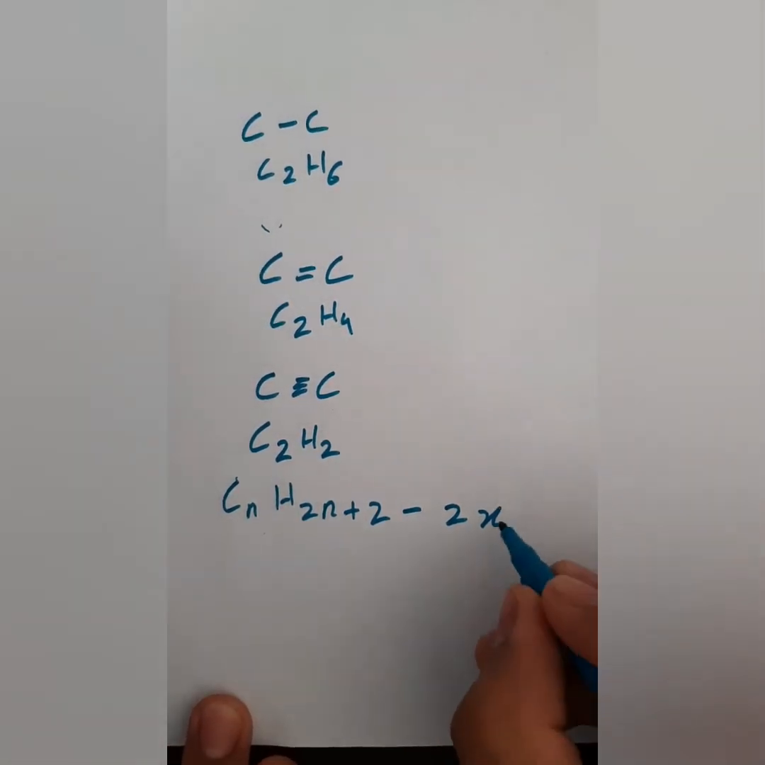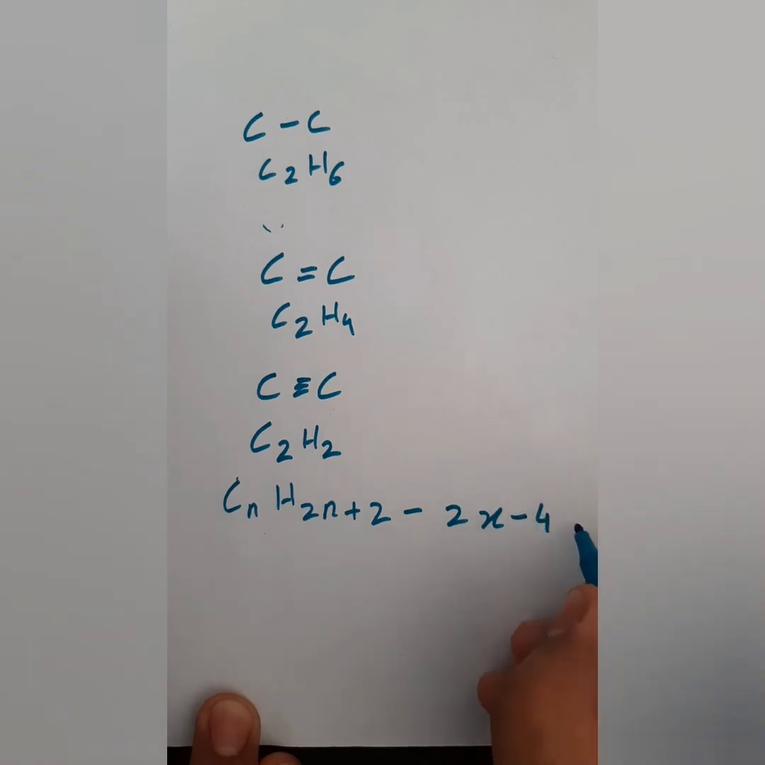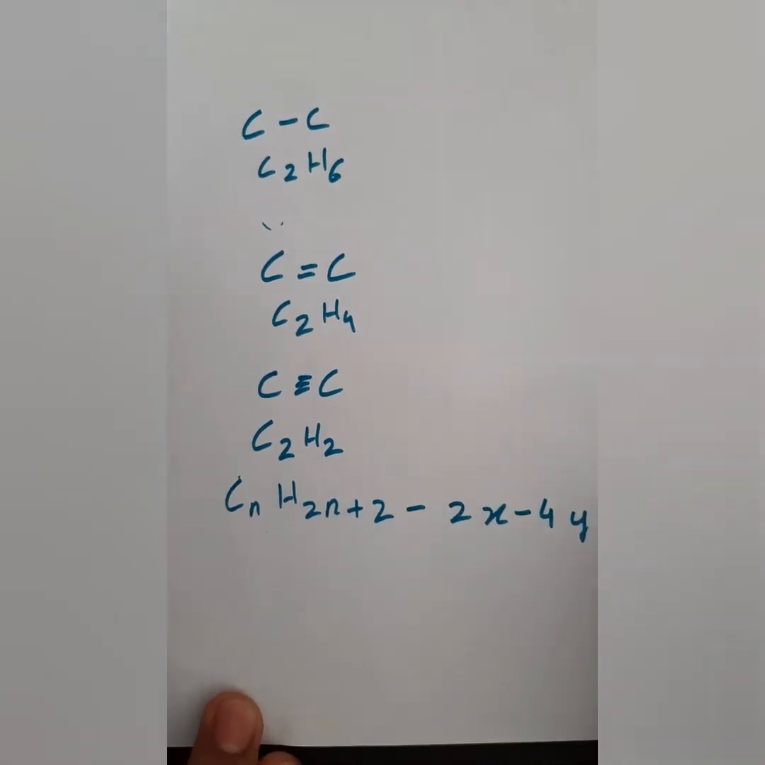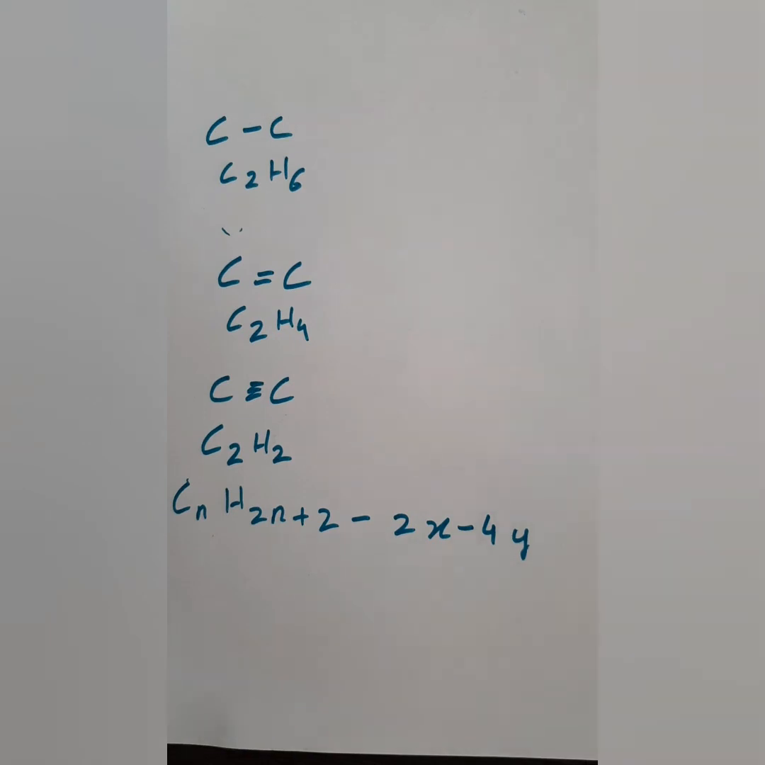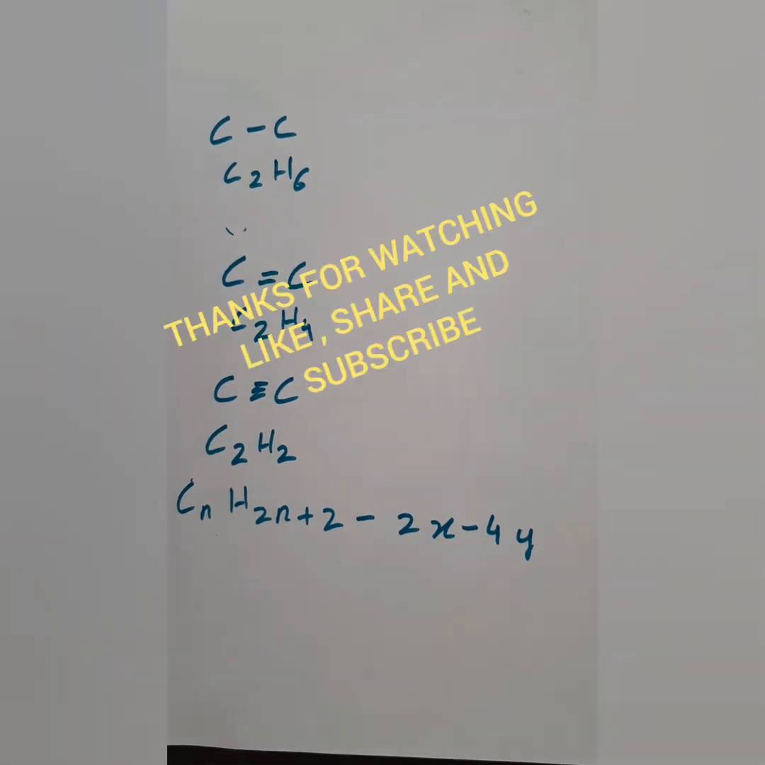And what about the triple bonds? We are going to subtract 4 times the triple bonds, because just now we saw that the number of hydrogen reduces by 4. So in this case, we just applied the unitary method and we got a formula that we can use for all alkanes, alkenes and alkynes.